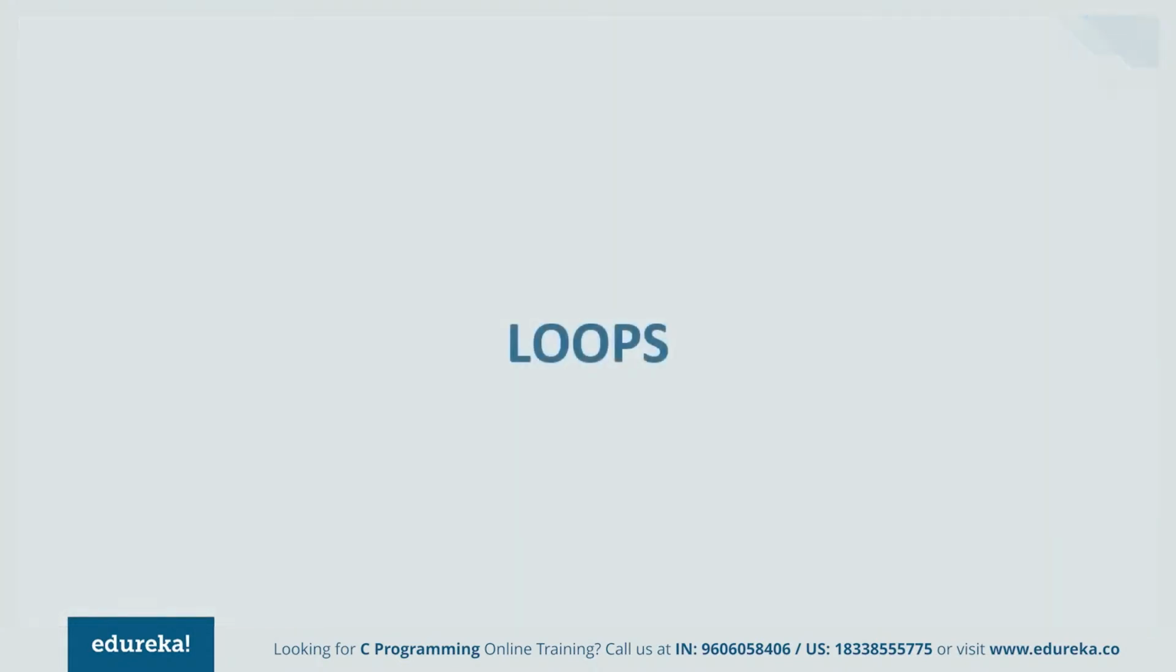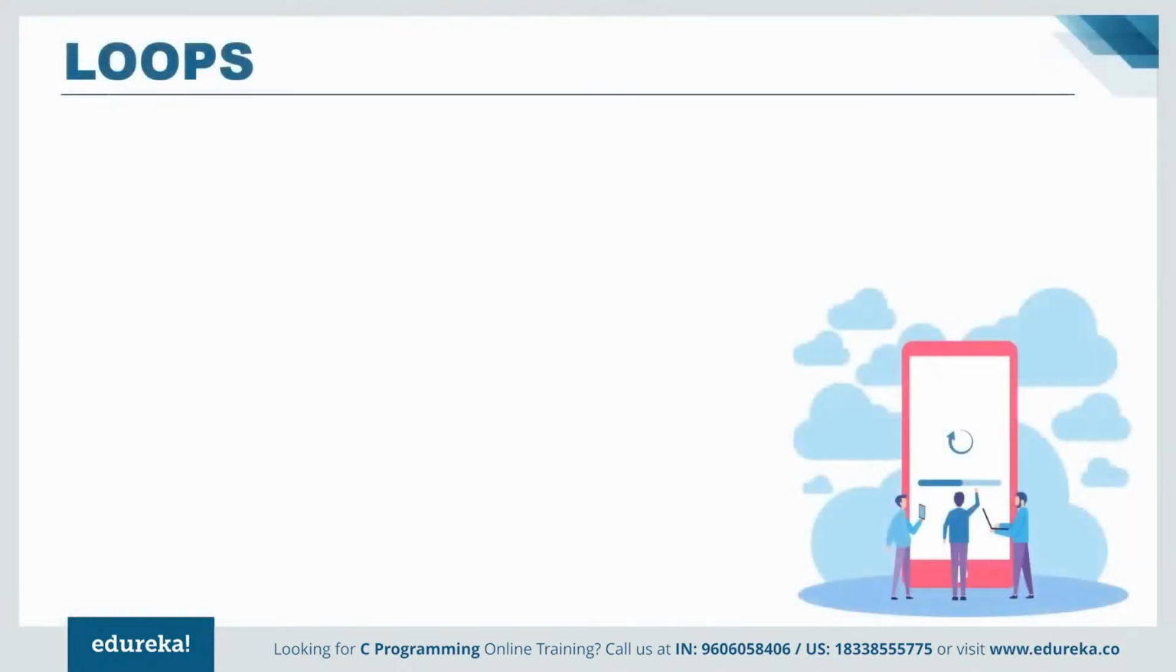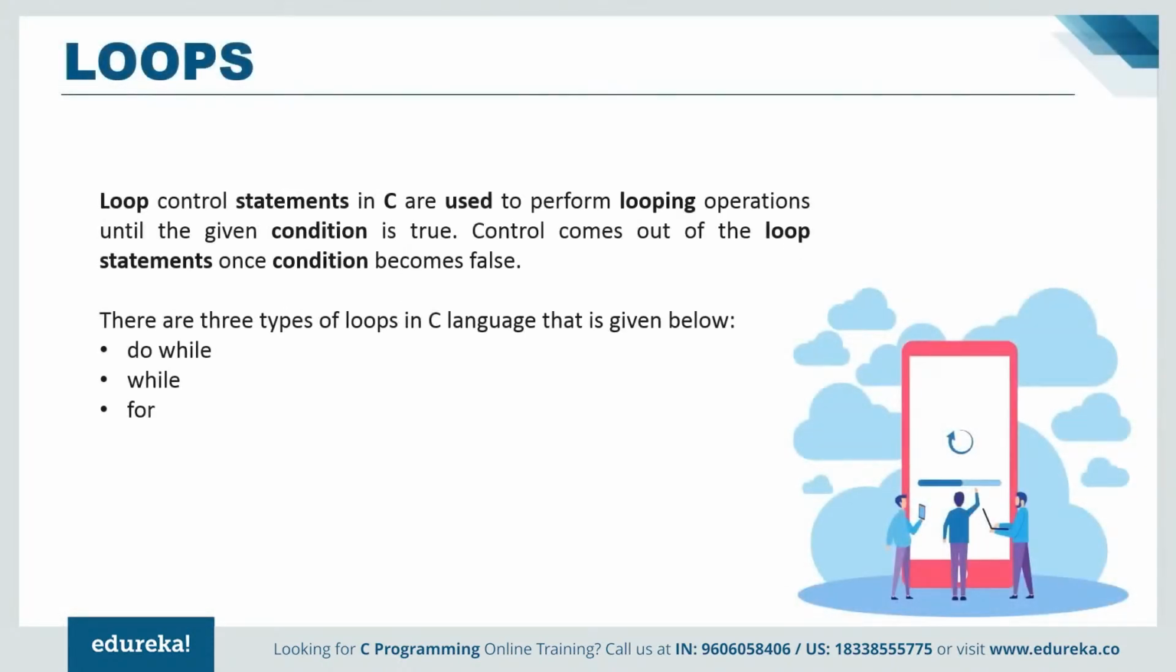With this, let us move on to our next topic, which is loops. Loop control statements in C are used to perform looping operations until a given condition is true. Control comes out of the loop statements once the condition becomes false. There are three different types of loops in C language, which are the while loop, do-while loop, and for loop.